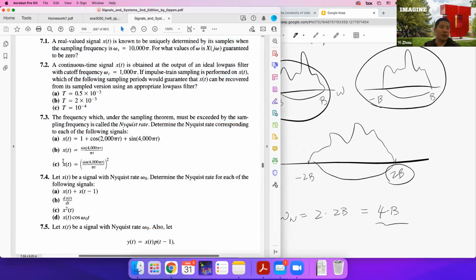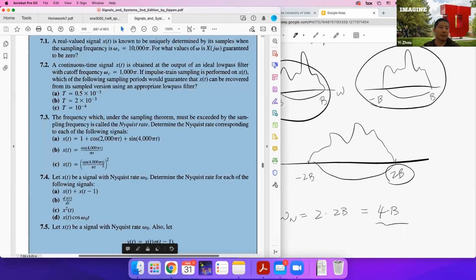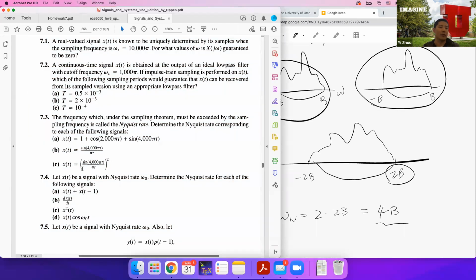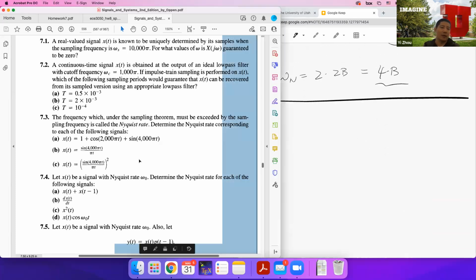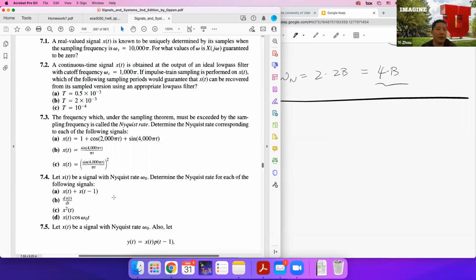Okay, so this is how we deal with such type of operations. Now, this is a nonlinear operation. We take a signal and raise it to the power of 2. So 7.4 is the same thing.